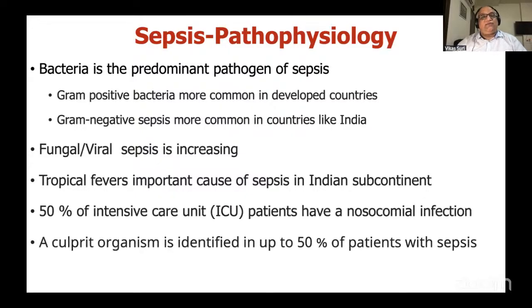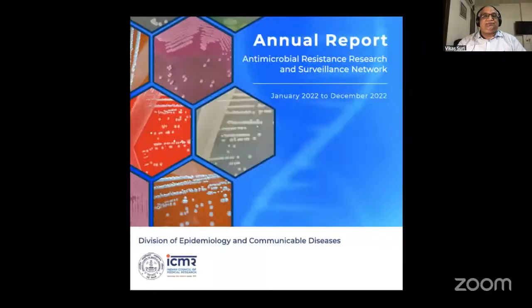And 50% of patients who are admitted in ICU have a nosocomial infection. And a culprit organism is identified only in 50% of patients with sepsis. That is, in 50% of the patients with sepsis we might not be able to isolate an organism.